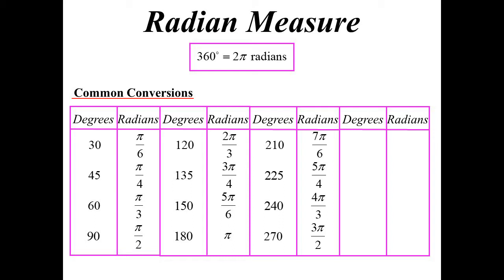You go into the third quadrant: 210, 7 pi on 6; 225, 5 pi on 4; 240, 4 pi on 3; 270, 3 pi on 2. And we get into our final quadrant: 300, 5 pi on 3; 315, 7 pi on 4; 330, 11 pi on 6; and round it off there with 360, 2 pi.